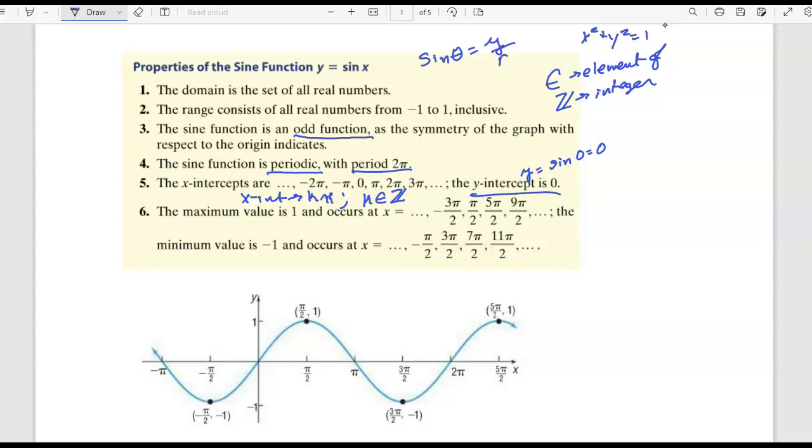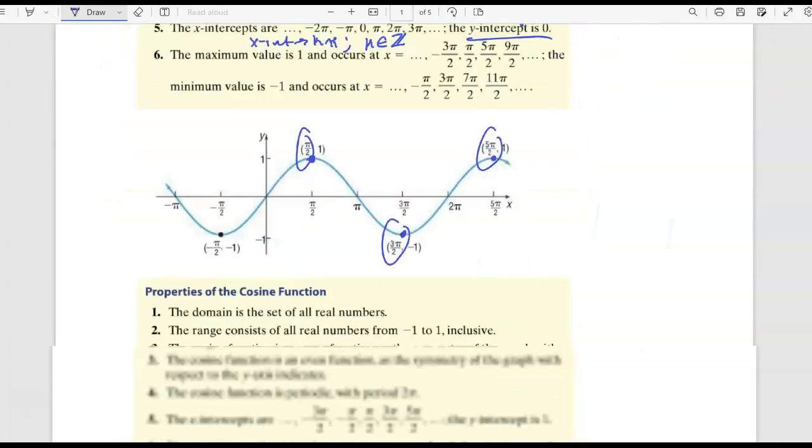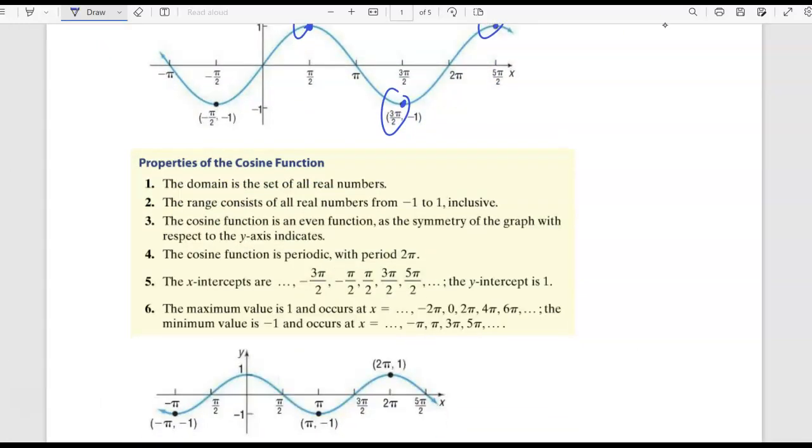And then we could talk about where we have maximums and we have minimums. So here's our sine graph. Maximums are happening here, minimums are happening here. So you can see how that pattern is going to repeat itself over and over again. Cosine function, really similar. Domain is all real numbers. The range is everything between -1 and 1. We said the cosine function has even symmetry, which means it's symmetric with respect to the y-axis. The period was still 2 pi.